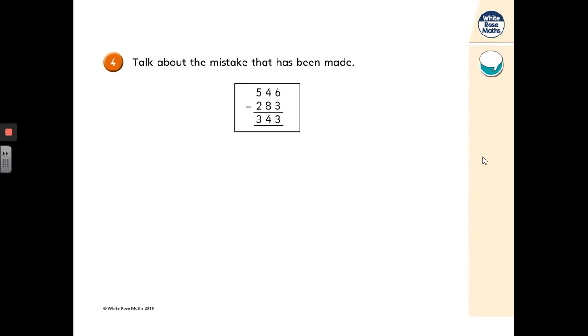Okay, number 4. So talk about the mistake that has been made. So have a look at this question.